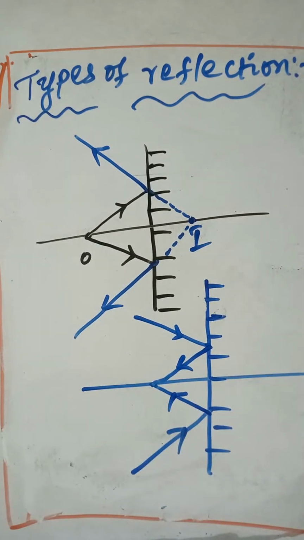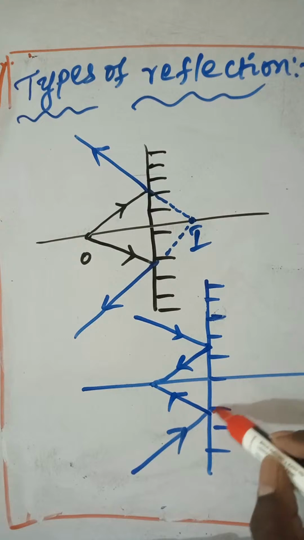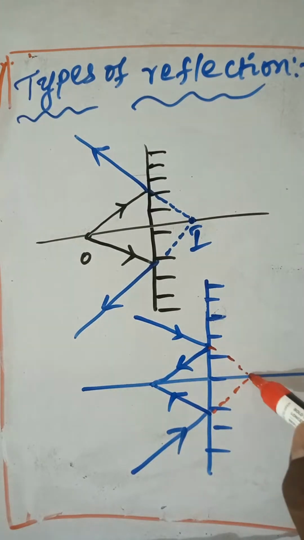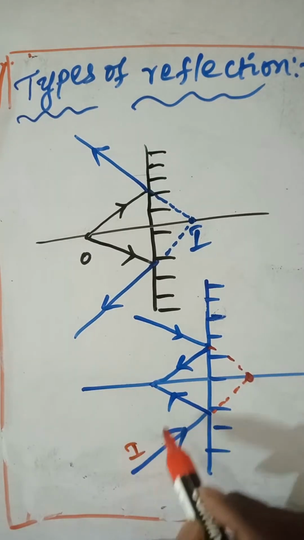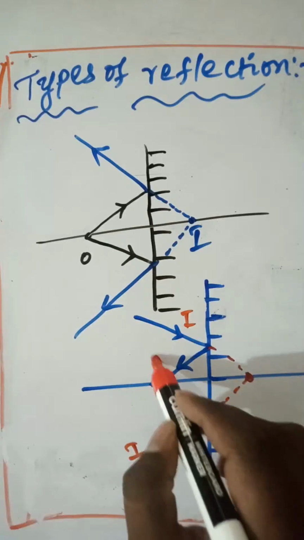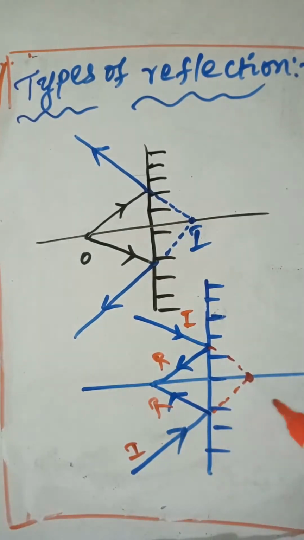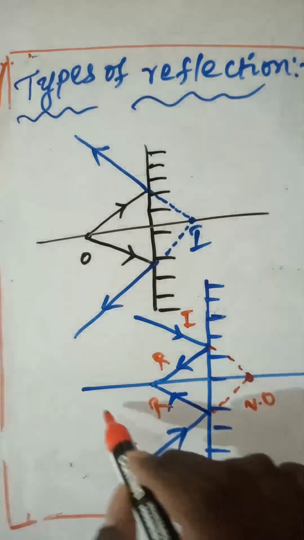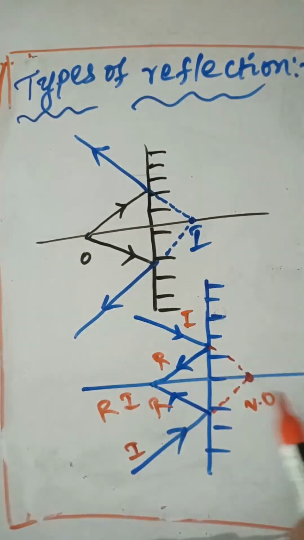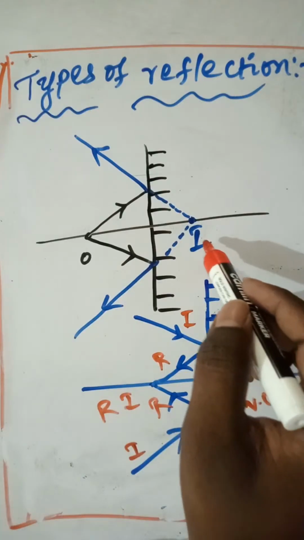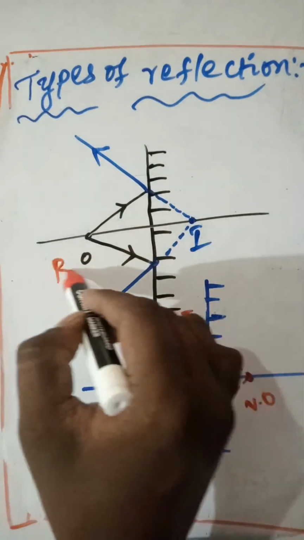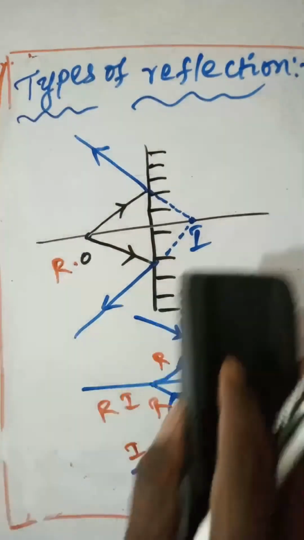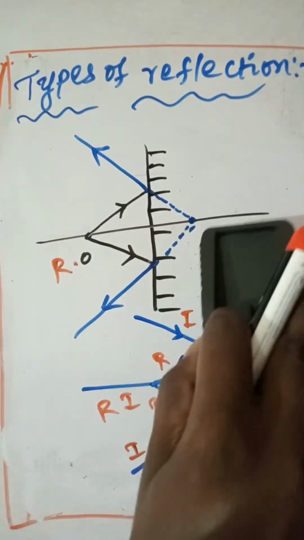So here you can understand, I'm extending these rays. So here the image will form. So incident ray, reflected ray. So this is a virtual object, real image. Here, virtual image, real object. Virtual image and real object.